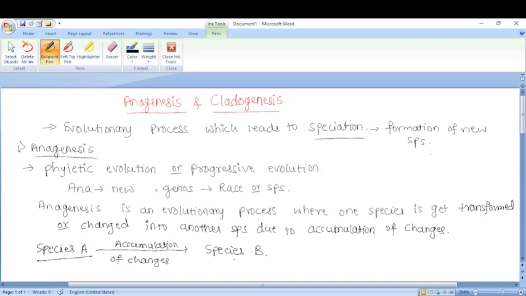Later, again, this species B, over a period of time, also accumulates changes. Due to this accumulation of changes, species B gets transformed into species C. Once species B is transformed into species C, there will be extinction of species B. This process is called anagenesis. Is it clear?